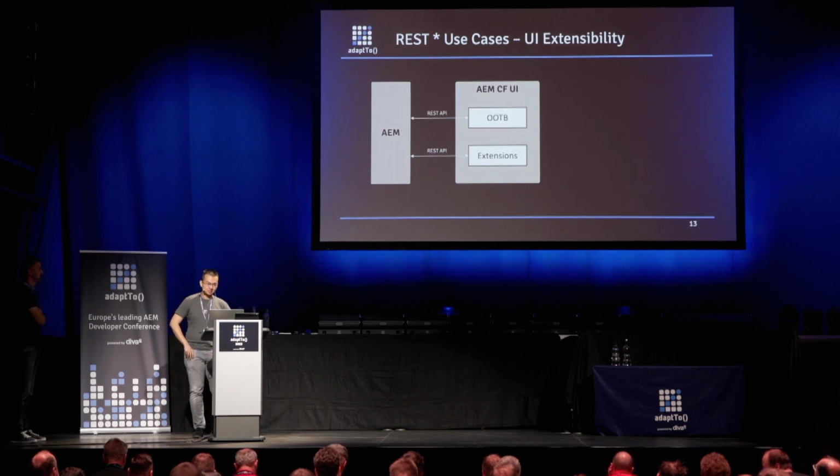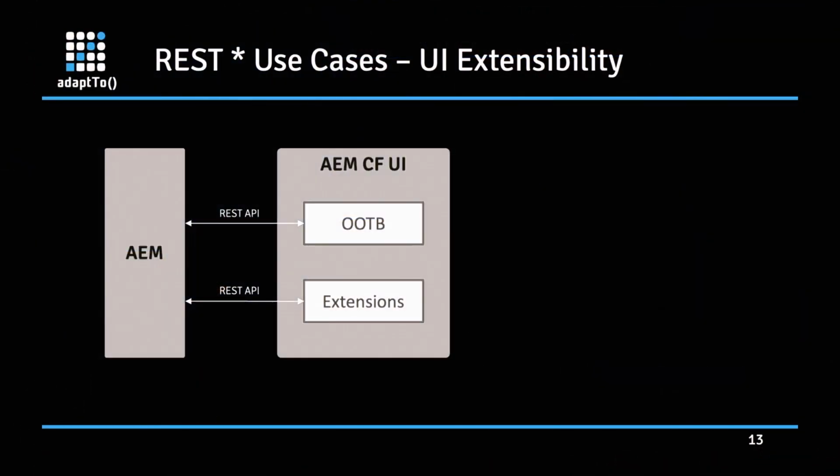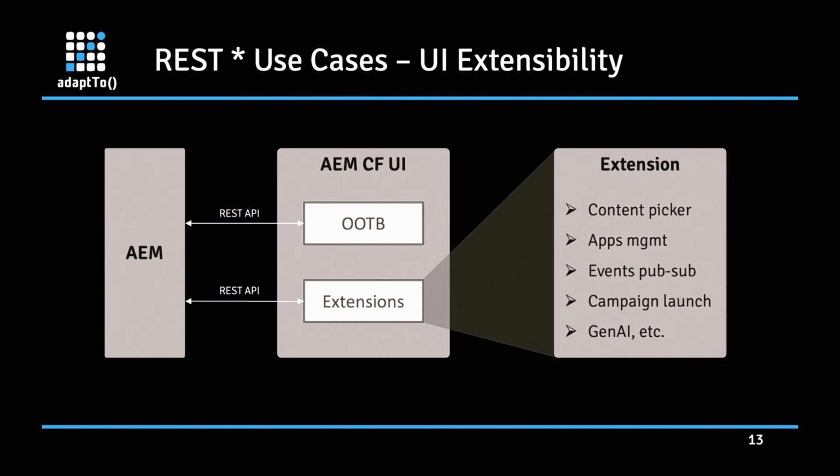The other use case is UI extensibility. So we know that AEM has the content fragment UI that allows you to interact with the content. That also uses the REST API. And then you can also write extensions according to your need, which also leverage the REST API to save and get content from AEM.